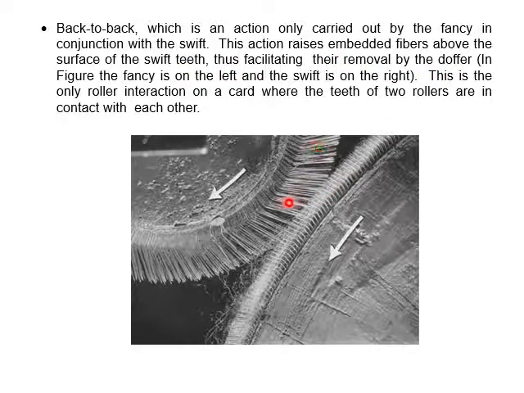So this is the fancy roller which comes in contact with the swift, and the function of this fancy roller is to lift up the fiber from the surface of the swift roller so that the fibers can be easily removed with the help of the doffer. So this is the only roller interaction on a card where the teeth of the two rollers are in contact with each other. This is the only pair of rollers where back to back action is happening, and the teeth of the two rollers are touching each other.